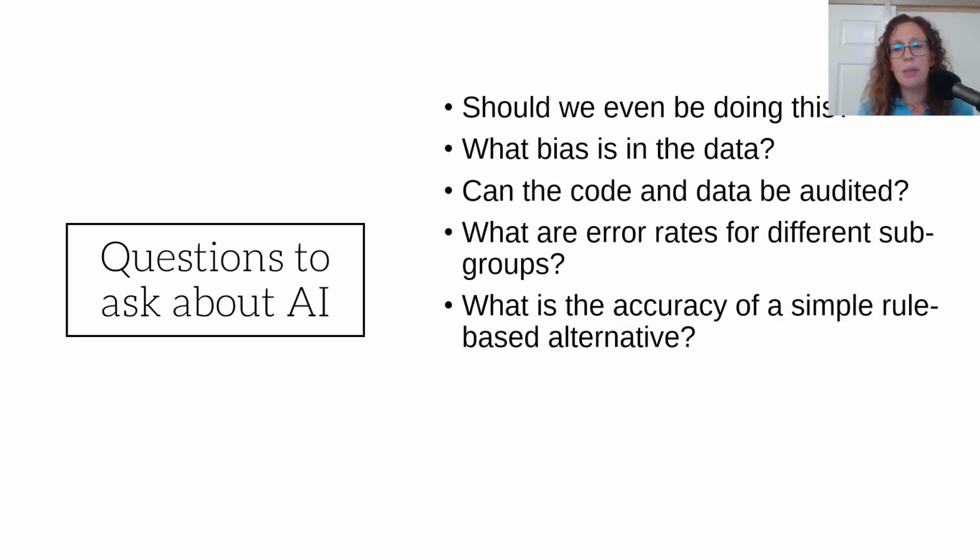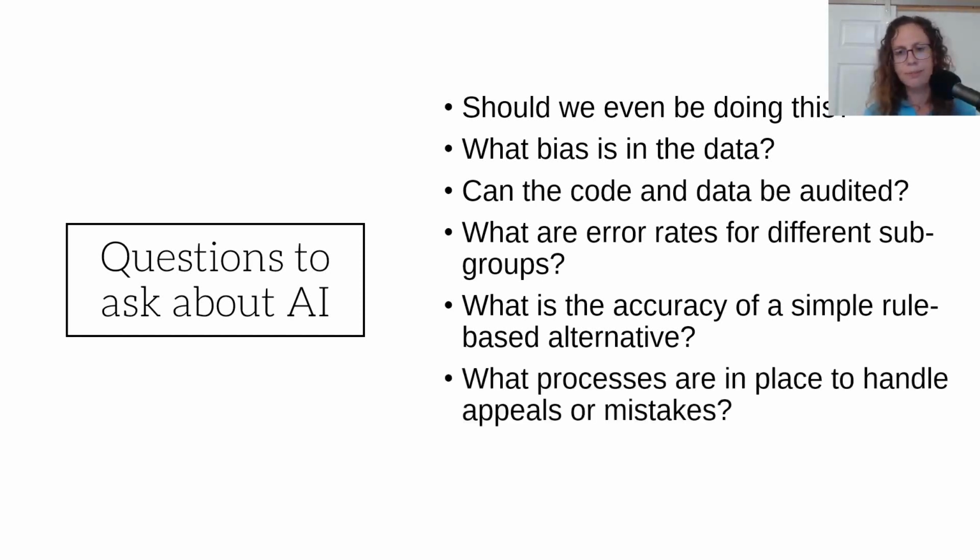What is the accuracy of a simple rule-based alternative? This is something I think Jeremy talked about last week, which is just good machine learning practice: to have a baseline. But particularly in cases like the COMPAS recidivism, where this 130 variable black box is not doing much better than a linear classifier on 3 variables, that raises a question of why are we using this? And then what processes are in place to handle appeals or mistakes?